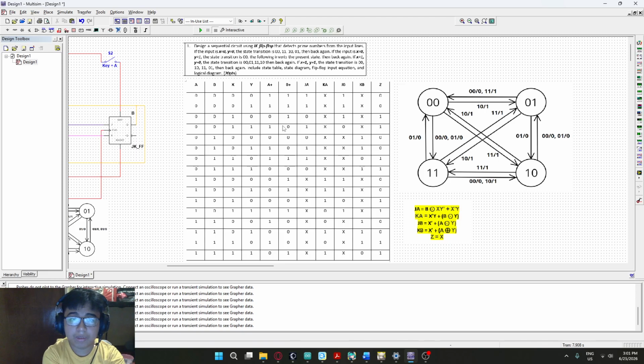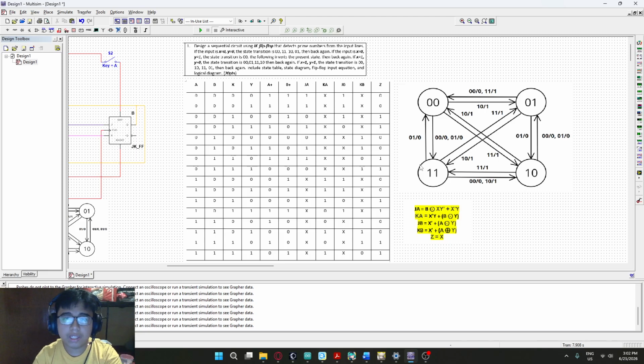If the input is x equals 0, y equals 1, the state transition is 0, 0, where the following next state is the inverse of the present state, and then back again to whatever the present state was. If x equals 1, y equals 0, the state transition is 0, 0 to 0, 1 to 1, 1 to 1, 0, and then back again to 0, 0. If x equals 1, y equals 1, the state transition is 0, 0 to 1, 0 to 1, 1 to 0, 1, and then back again to 0, 0.